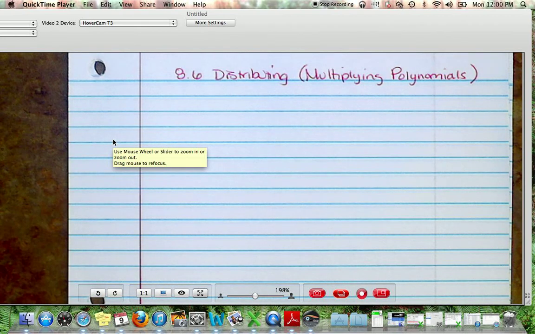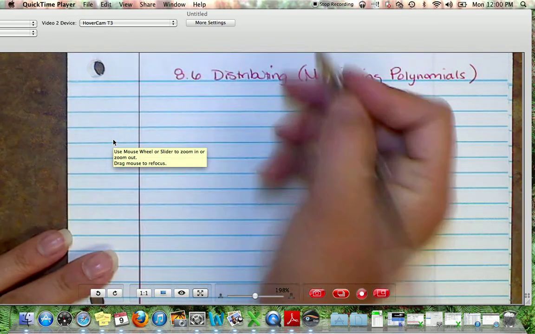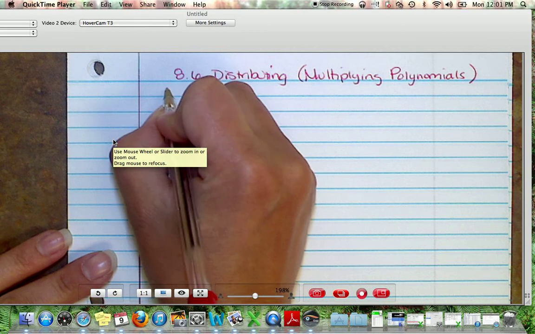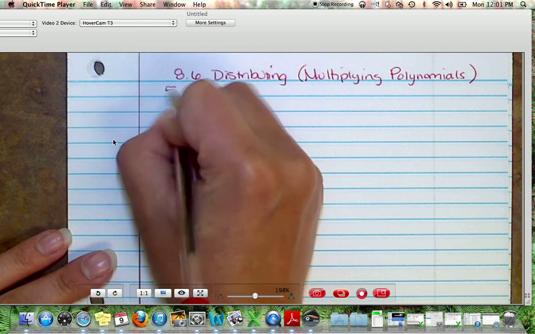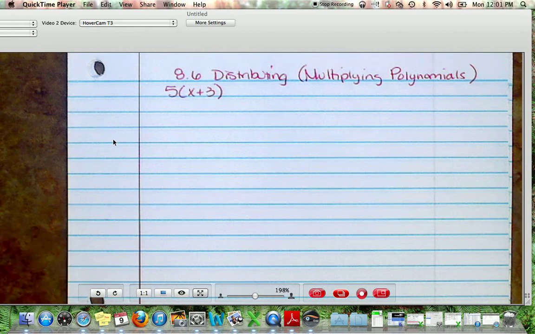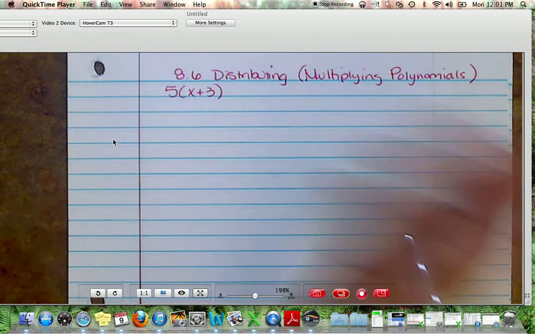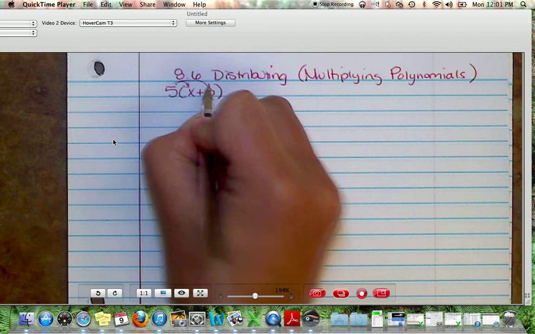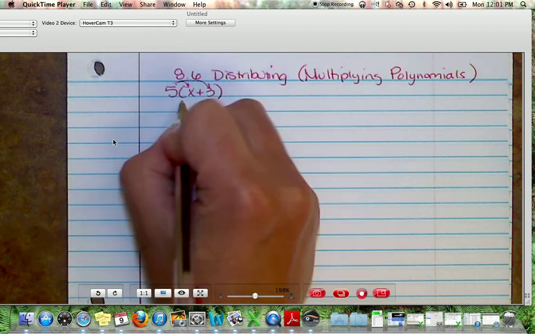8.6 is about distributing or multiplying with polynomials. And if we backtrack, we talk about some things that we did many moons ago, and you probably did this in junior high. We're distributing here. We would just simply pass out the 5 to the x and the 3 by multiplying, so we'd get 5x plus 15.